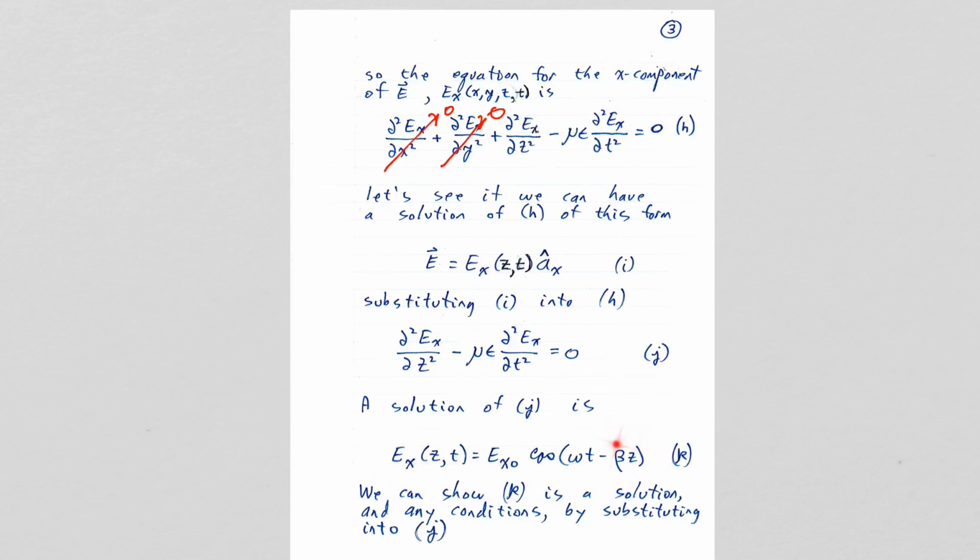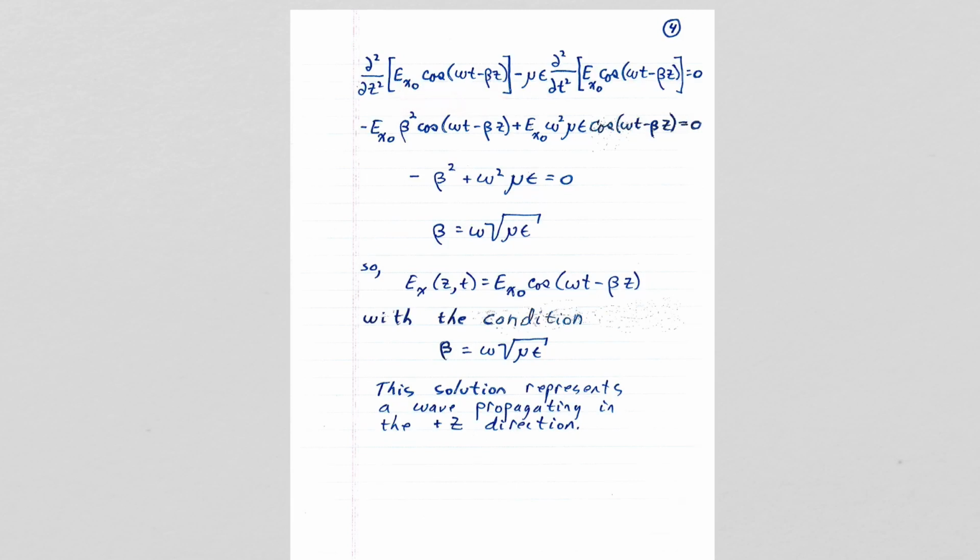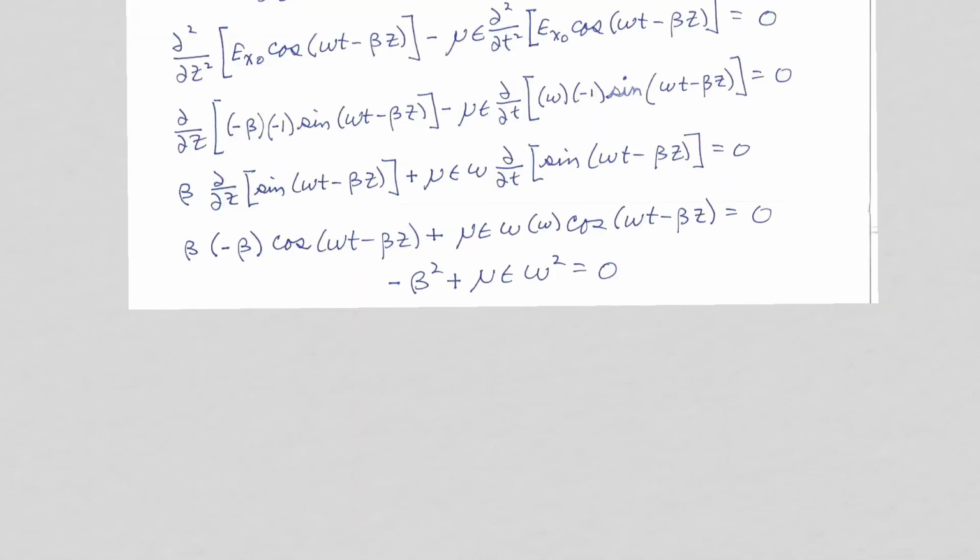To verify this is a solution, let's substitute in our wave equation here, and what we'll end up getting is the condition upon which this is a solution to our wave equation. I've made that substitution. Now we have to do these two differentiations. Taking the partial of the cosine with respect to z, we get minus the sine, and taking the partial with respect to z of the argument here, we get a minus beta.